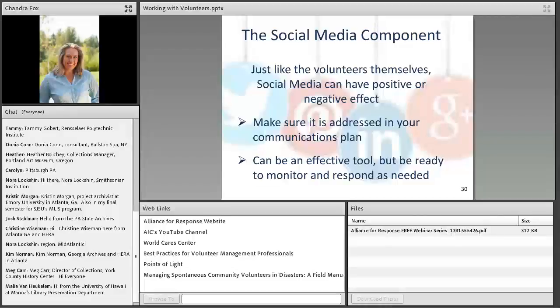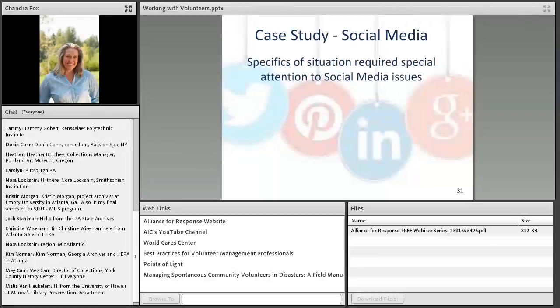So in our landslide response, we really had to pay special attention to the social media issues. And that was because of our situation specifics. Security was really, really important to us, and that was for a number of reasons. We had people's private information. We had personal belongings, and we had people's tax documents and things like that. And so we were very, very aware and very careful about maintaining security.